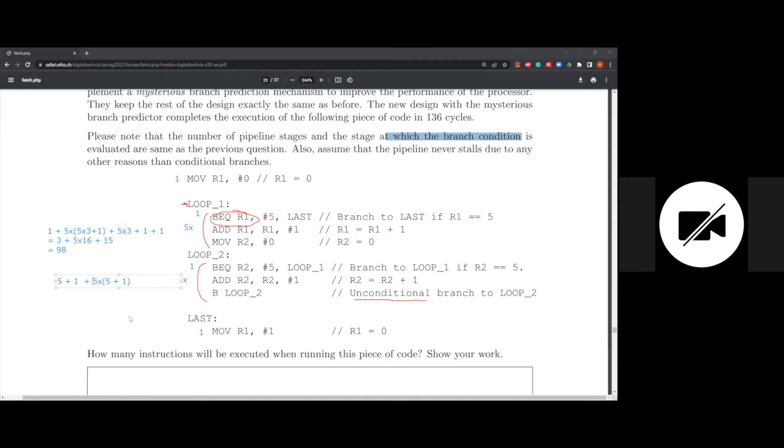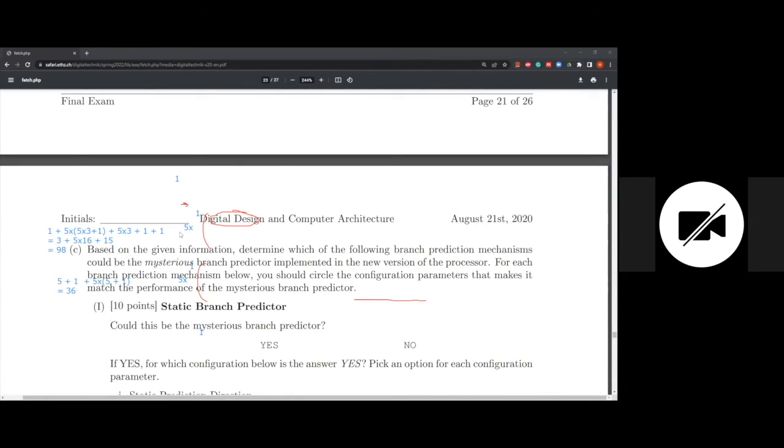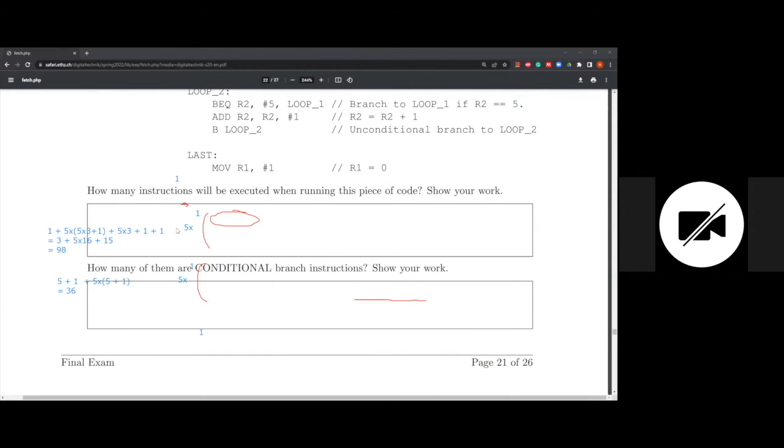Okay, I forgot to put plus here. And when we do the math, the answer should be 36. So we have 36 conditional branches executed in this program. And these are the answers to the first 2 questions. Let me see.